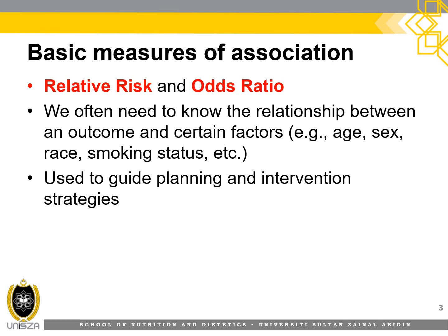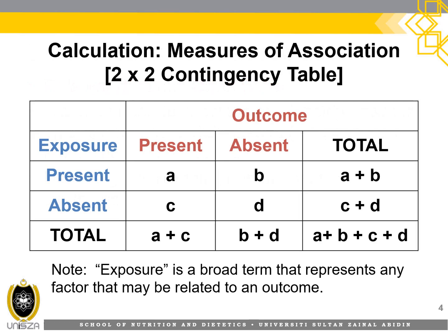We often need to know the relationship or association between an outcome, probably a disease, and certain factors, for example age, sex, race, smoking status, and dietary intake. So relative risk and odds ratio are used to guide planning and intervention strategies. In calculating measures of association, that is odds ratio and relative risk, we need a 2 by 2 contingency table.